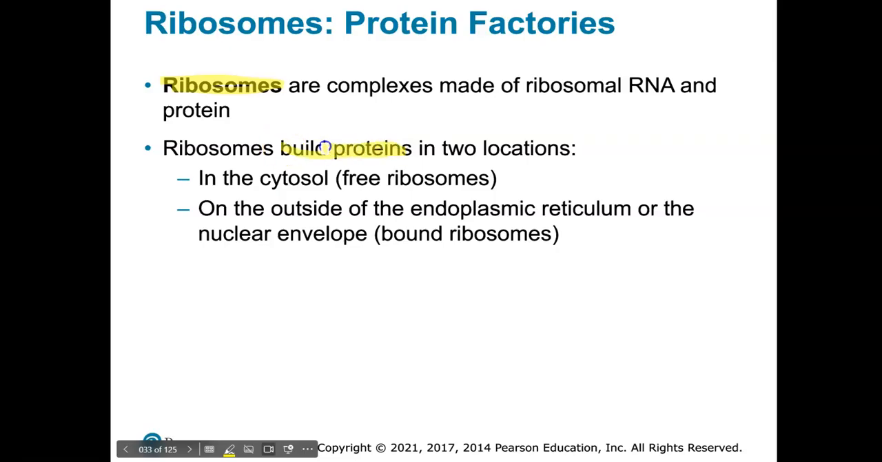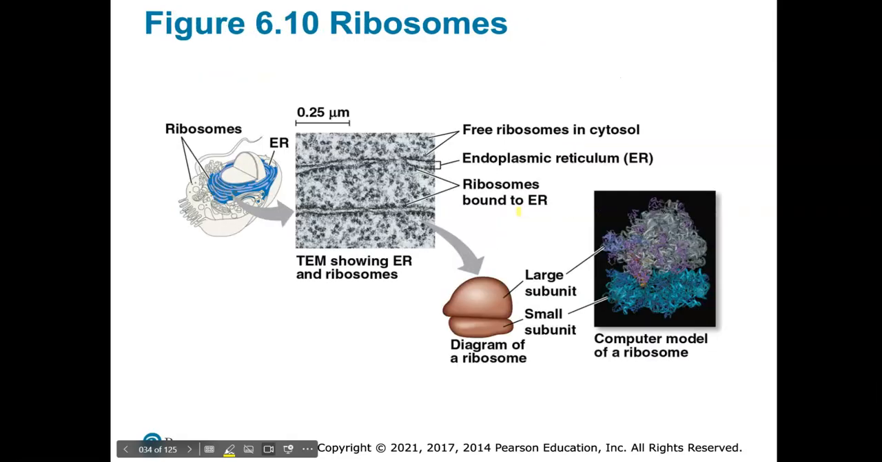Now, you can find ribosomes free in the cytosol. We call those free ribosomes. Or you can find them attached to the ER, the rough ER. They won't be attached to the smooth ER, but they're attached to the rough ER because the rough ER also synthesizes proteins.